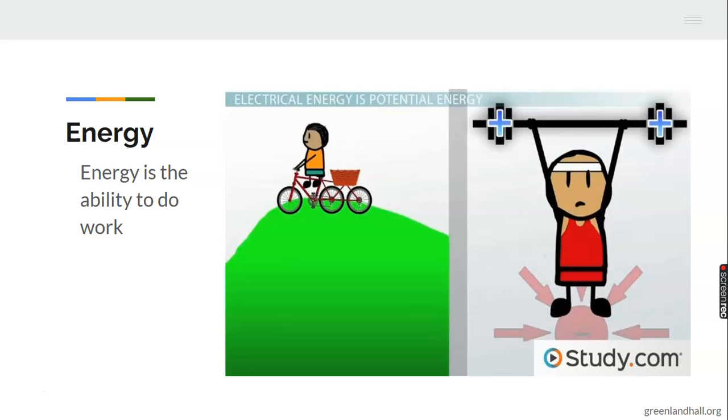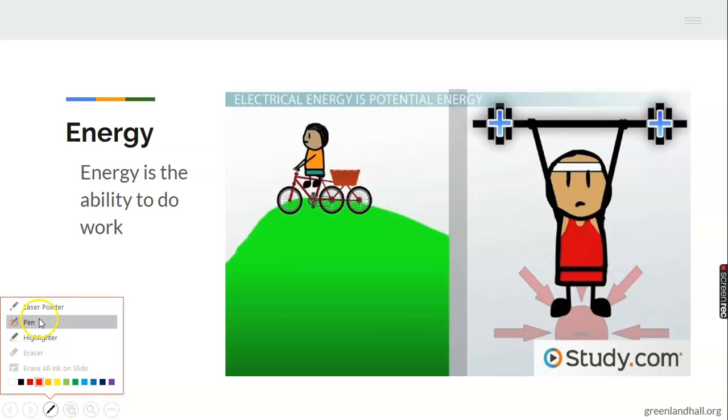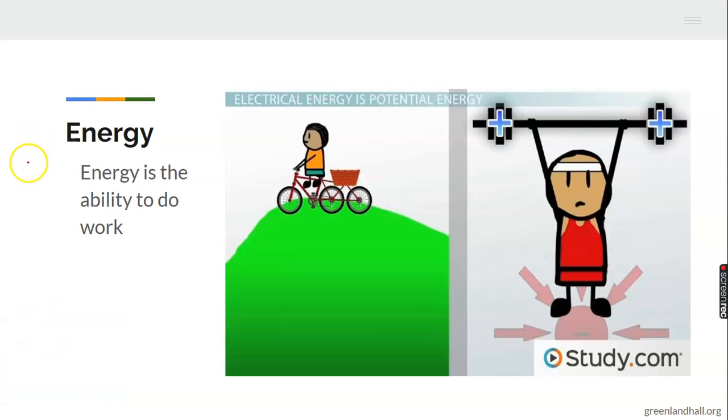Now, we've been told energy is what? The ability to do work. Energy is the ability to do work. There is work to do and somebody can do the work. You have the ability to do the work. That is energy.